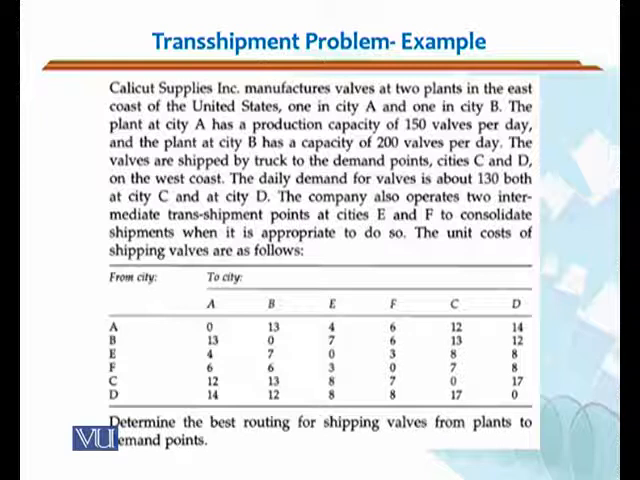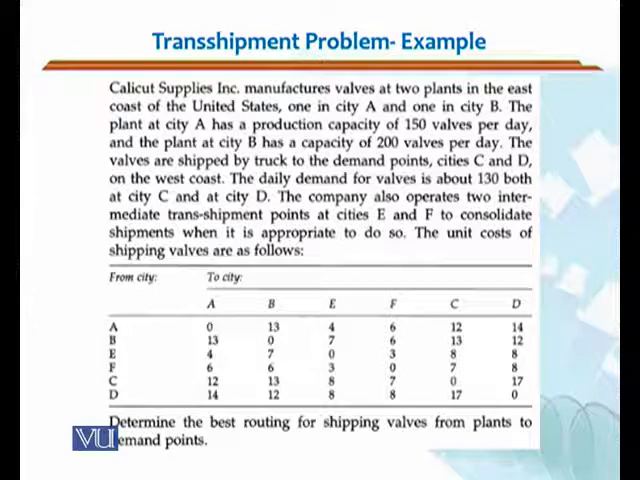So we have two plants located on the east coast, city A and city B, and we have two destinations, city C and city D, located on the west coast. The daily demand for valves is about 130, both at city C and city D. The company also operates two intermediate transshipment points at city E and F. So there are two transshipment points between the origins and the destinations, known as E and F, and they are used to consolidate shipments when it is appropriate to do so.